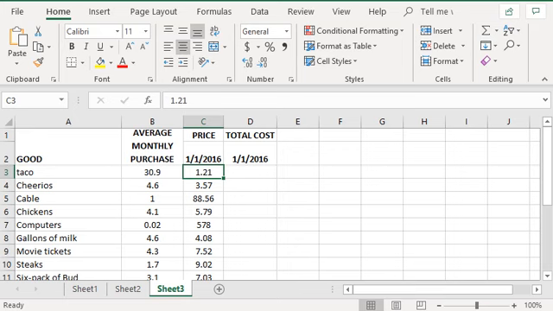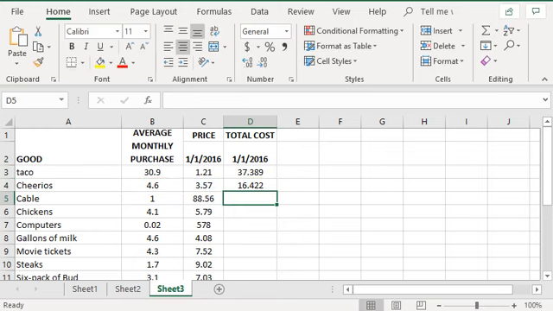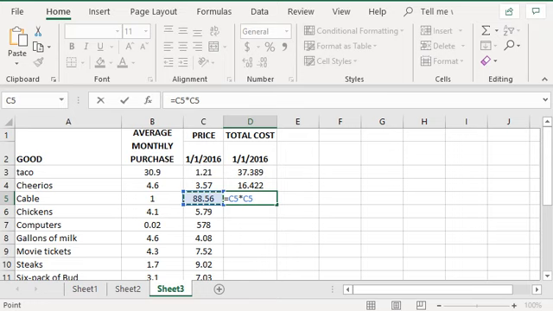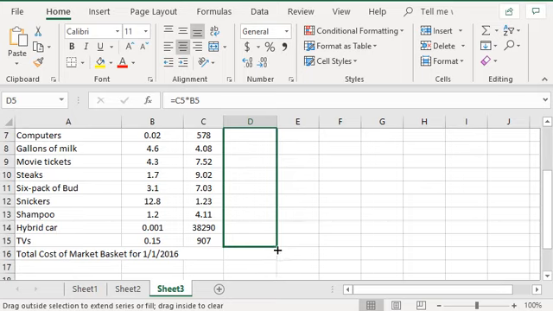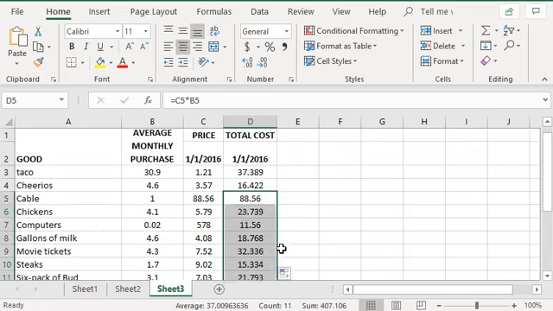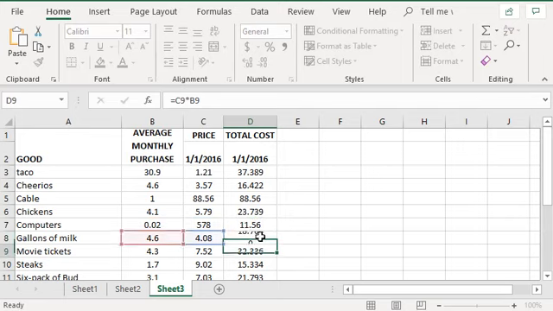Now to calculate the cost of this market basket, we're going to take the price times the quantity all the way down the table. So the price times the quantity, the price times the quantity, etc. Now the cool thing about Excel is that once you do it a couple times, you can do it really quickly by just dragging that down. And you can see that this is the price times the quantity all the way down.